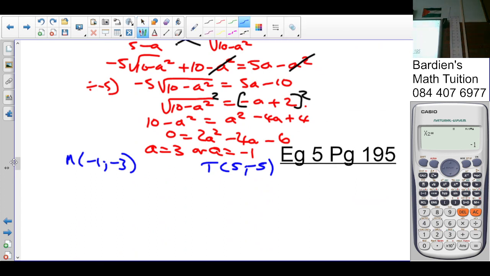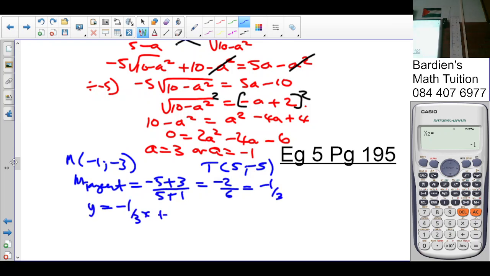I'm going to see now where I went wrong. So the gradient of the tangent is going to be minus 5 minus minus 3, which is plus 3, over 5 minus minus 1. So it's going to be negative 2 over 6, which is negative a third. So y is equal to negative a third x plus c.